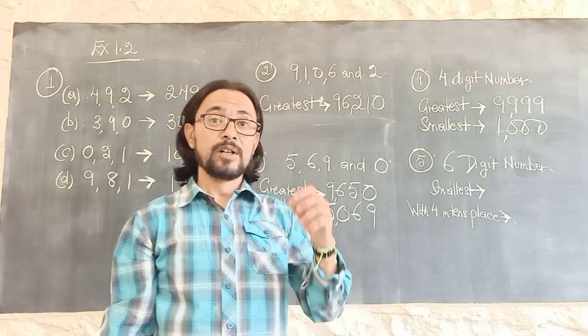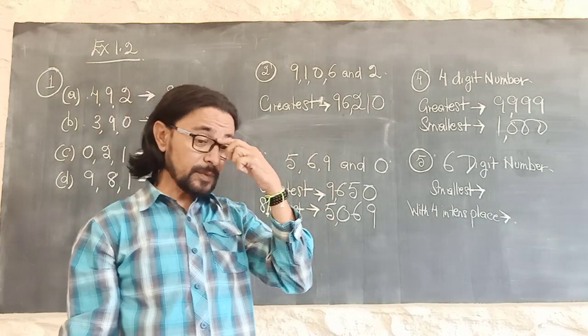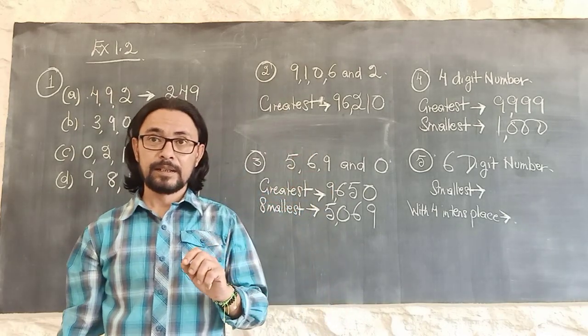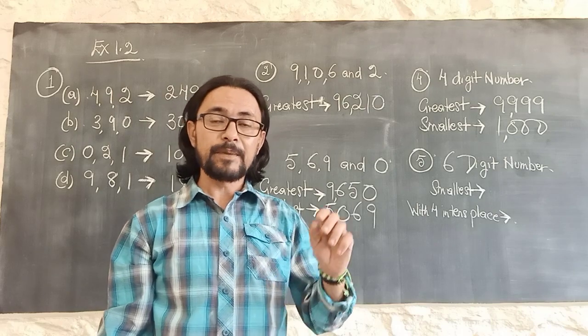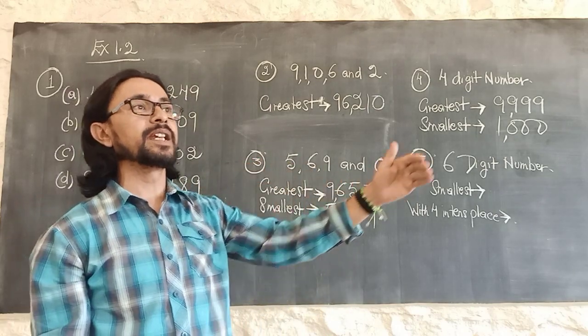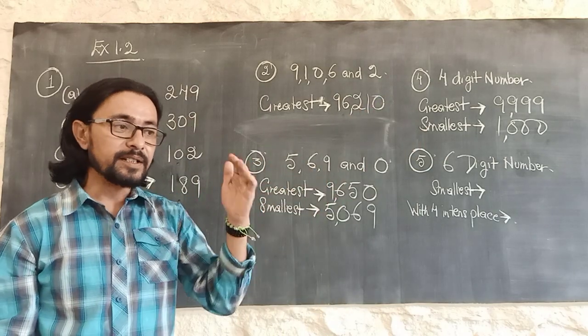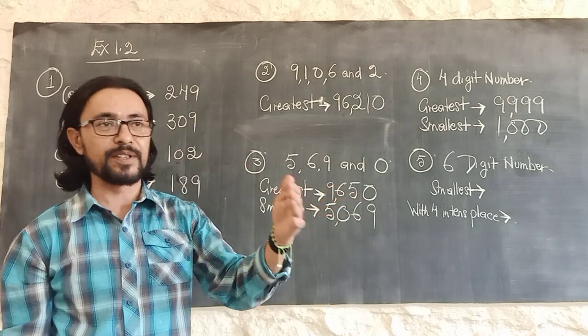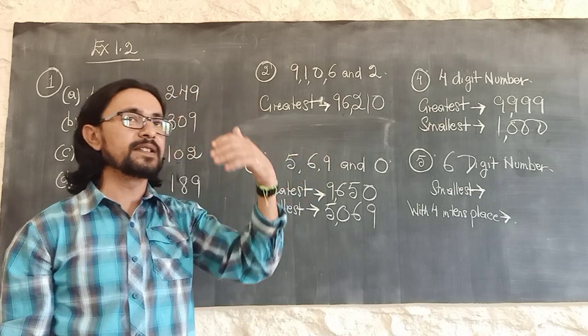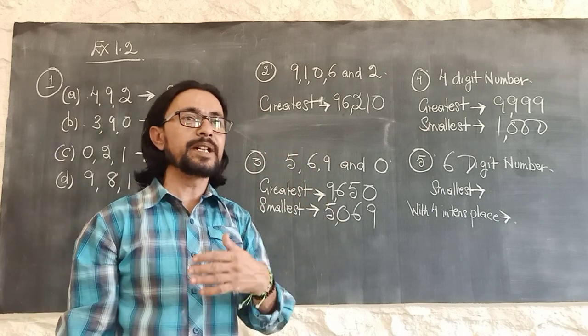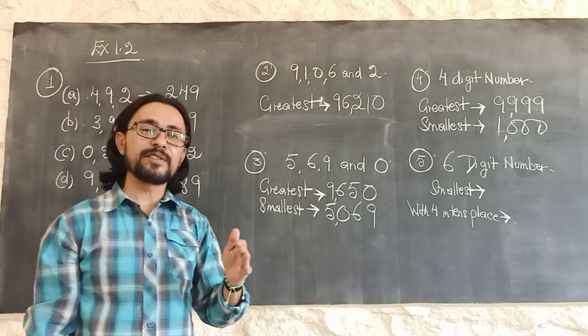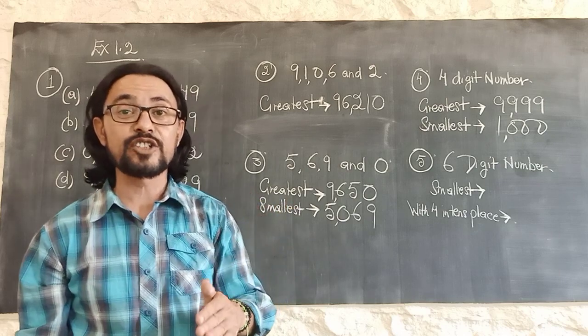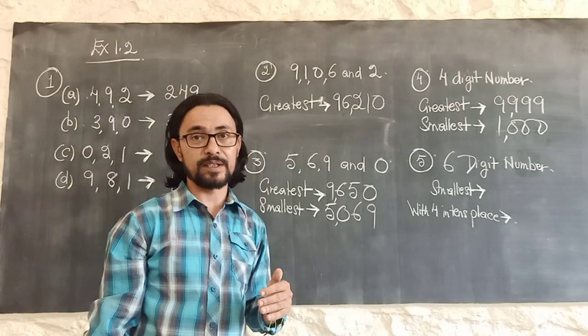6 zeros. All smallest numbers are made with 1 and the remaining are zeros. The largest are made with 9 as many digits as they've asked for. If it's a 7-digit number, 7 times. If it's an 8-digit number, 8 times. That is if they've asked you to form the largest and the smallest.